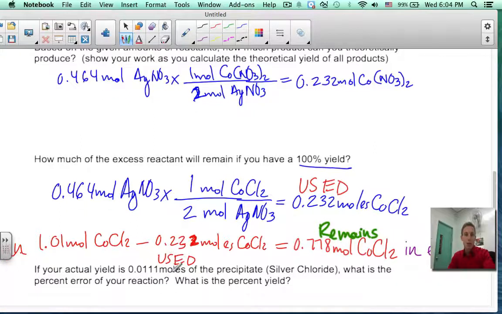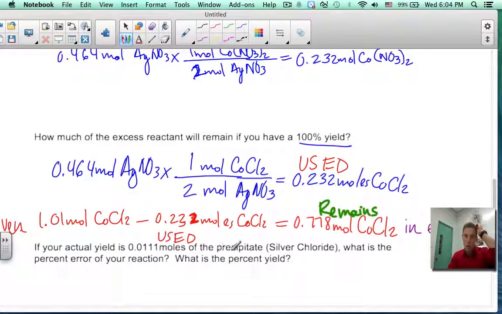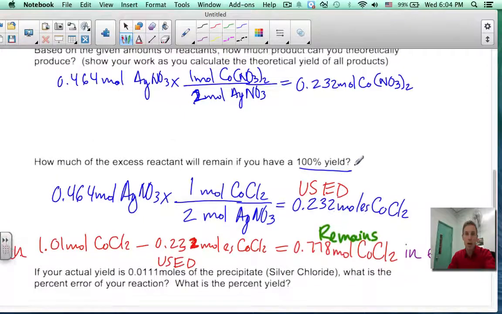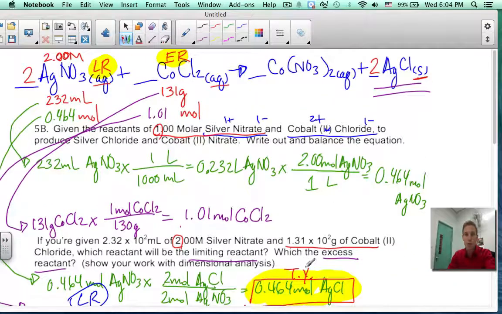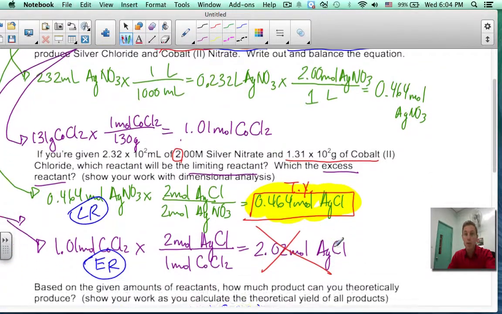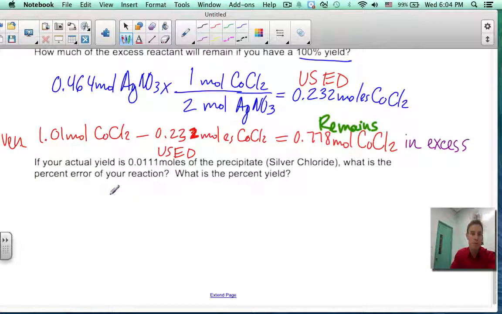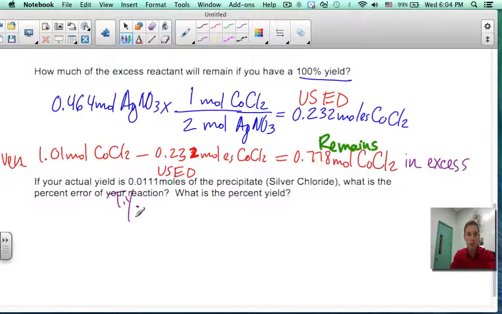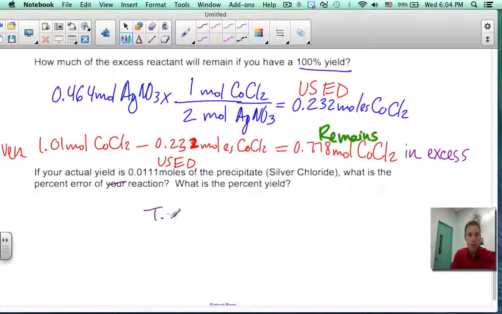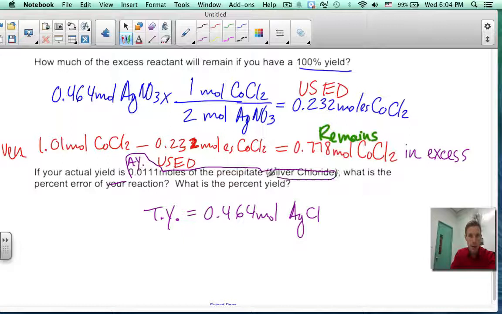Alright. If you actually got 0.0111 moles of the precipitate, the silver chloride, what is the percent error of your reaction? What is the percent yield? So in this case, we need to look back at our theoretical yield, which was 0.464 moles of silver chloride. So we were supposed to get 0.464 moles of silver chloride, and when we did the reaction, we only got 0.0111. Our theoretical yield equals 0.464 moles of the silver chloride, but our actual yield is that much.